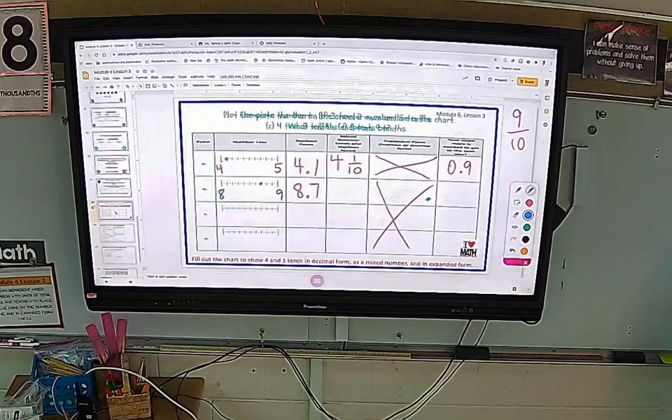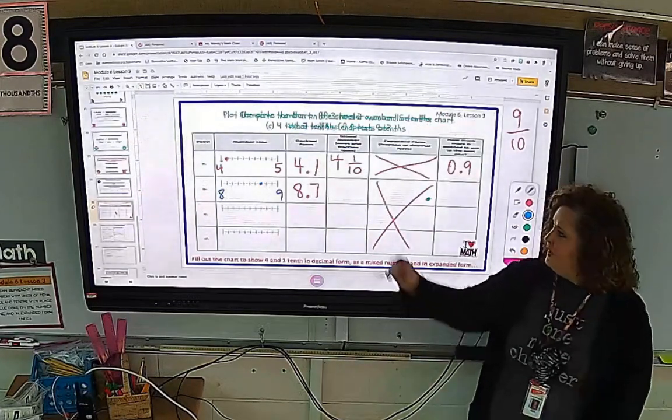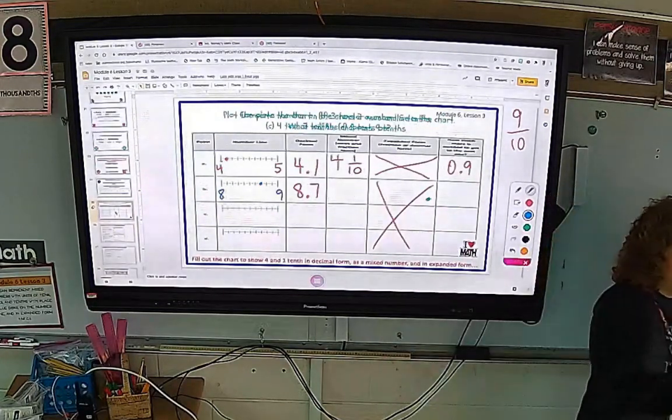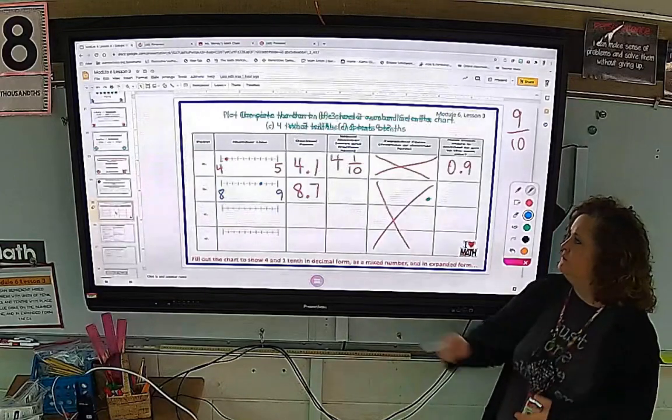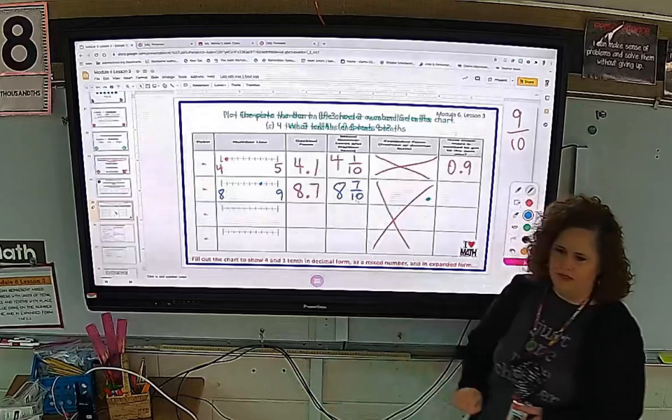And for so long we've had so many different denominators, and now we've just got to remember to stick with that one. That's 10. Okay. What does the fraction look like, everybody? 8 and 7 tenths. That's probably our favorite box. That's super easy, isn't it?